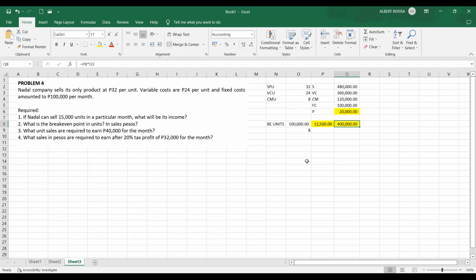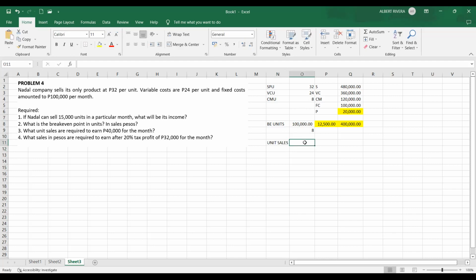And problem number 3 requires us to compute for the sales that would be required to earn 40,000 pesos. So that should be your fixed cost of 100,000. We are getting the target unit sales here. The target unit sales can be computed by using the fixed cost here of 100,000 plus the required profit of 40,000. So this is 140,000 divided by 8, or the CM per unit. So this should be 140,000 divided by 8. And this is 17,500. So at 17,500 units, that will give you a 40,000 income.